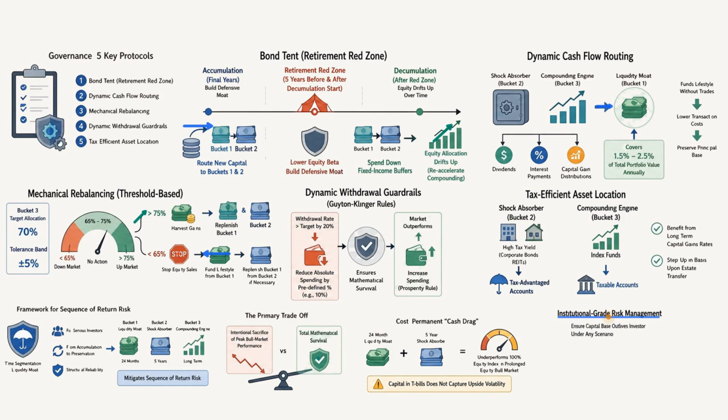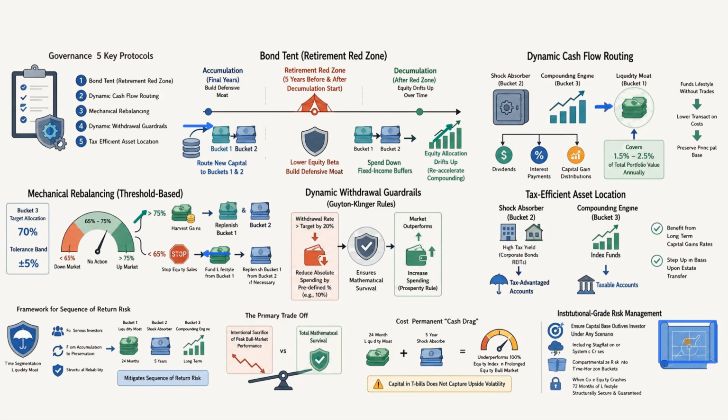The goal is to ensure your capital base outlives you under any scenario. By compartmentalizing risk across time horizons, you neutralize the impact of bear markets. If the core equity engine crashes, your standard of living remains structurally secure and mathematically guaranteed for the next 72 months. This architecture serves as the definitive blueprint for permanent financial resilience.